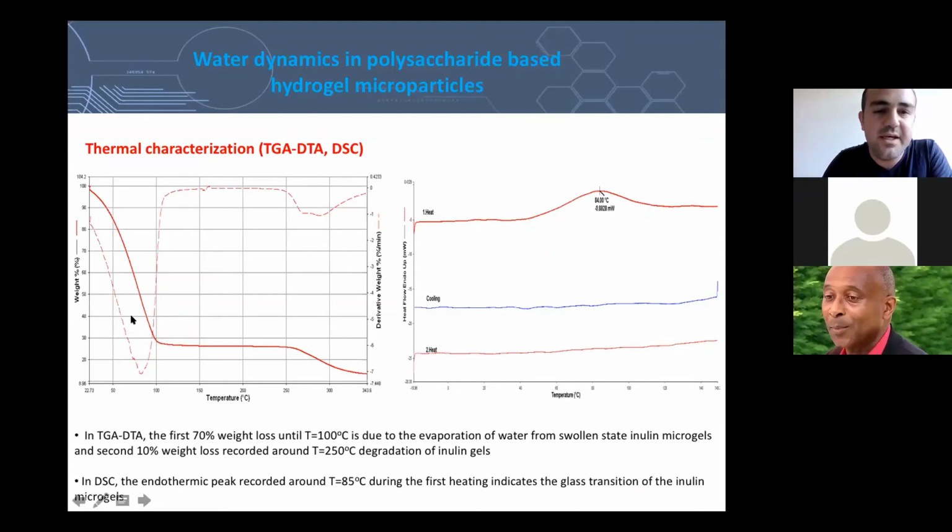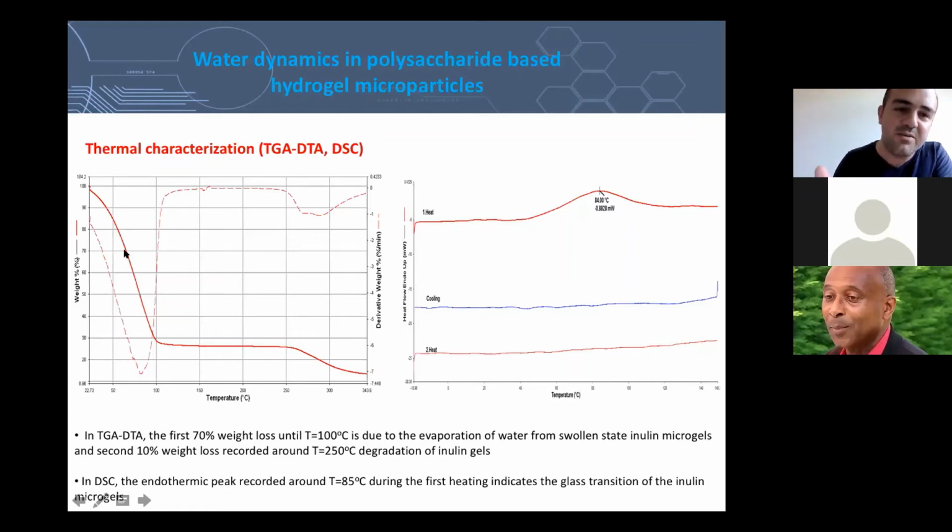And as you can see here, we are seeing 70% of weight loss until 100 Celsius. This is due to the evaporation of water that is inside the gels. So it is again telling us something: if we want to investigate the water behavior in these gels, we should not go to such high temperatures, because then the situation of the water localization can be changed.